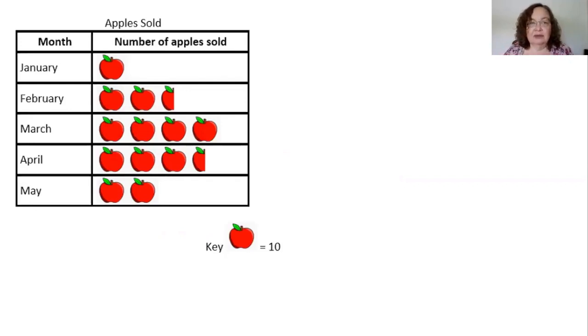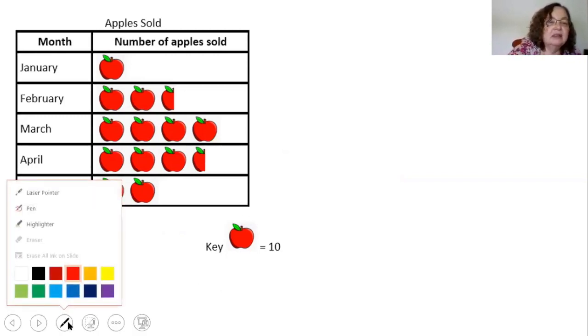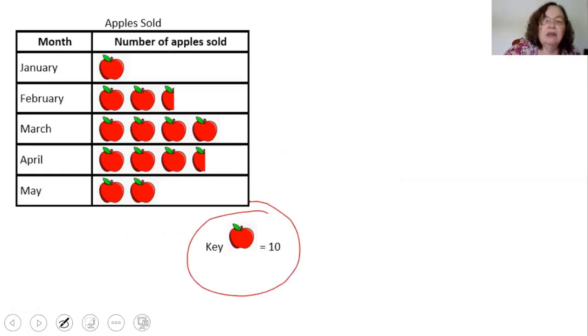I have my title that says apples sold, and I have the months. There's January, February, March, April, May, and then I see pictures of apples, but I have to look at that key. The key is probably the most important thing because the key tells me that each apple equals 10. So let me look at the data. It says January has 1 apple, so that means it has 10 sold.